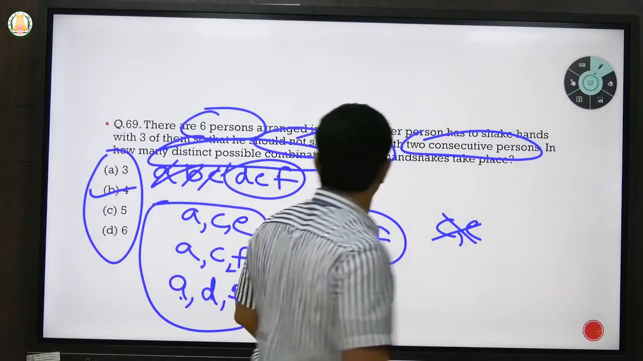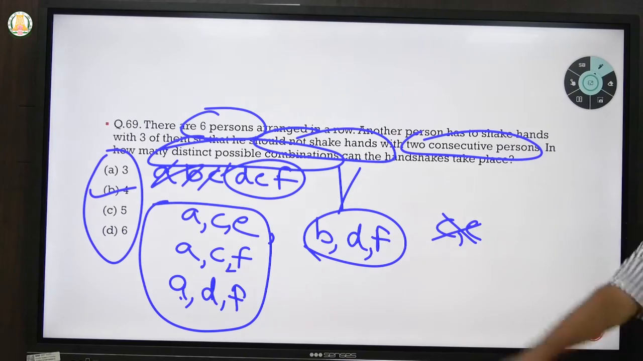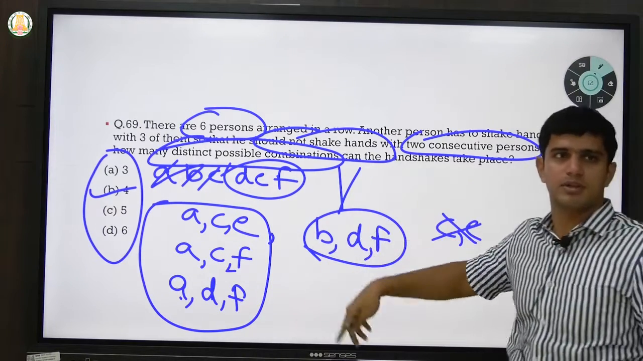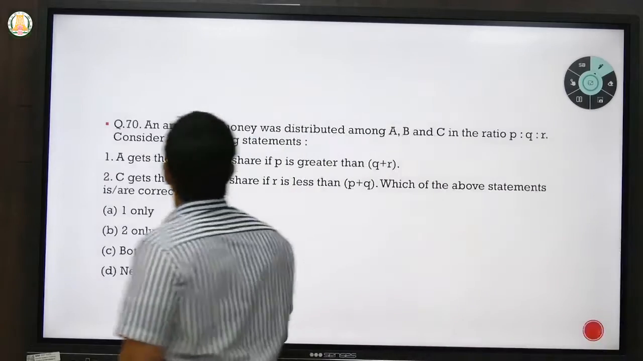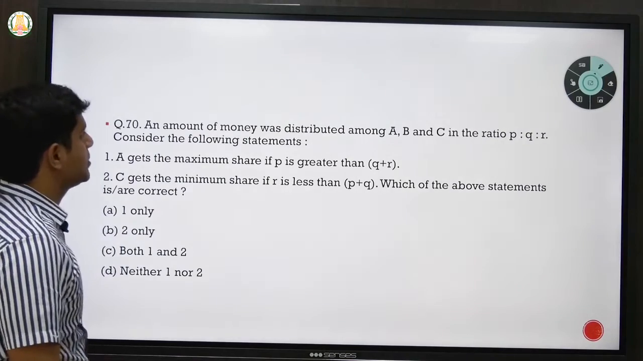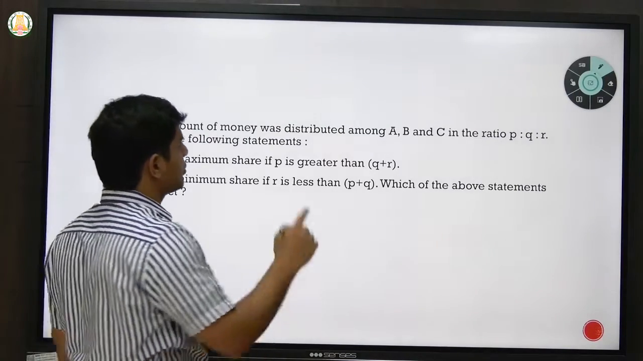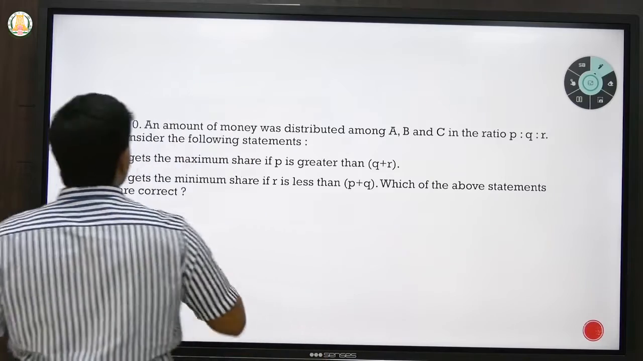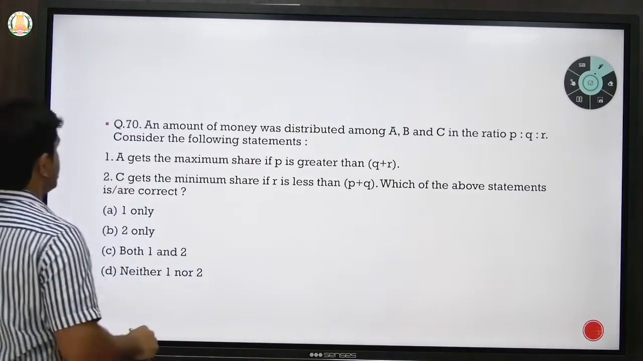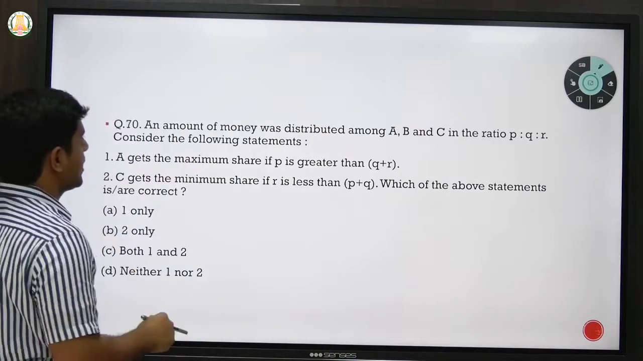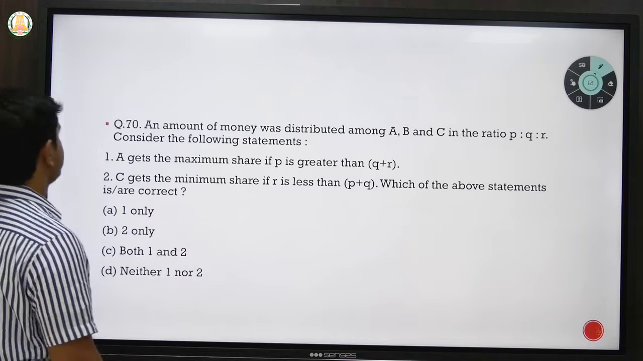And you can do it by calculation, because if you see the options, everything is in single digits. That means it is possible by counting numbers. Okay. Now, it says an amount of money was distributed among A, B, C in the ratio P is to Q is to R. Consider the following statements. A gets the maximum share if P is greater than Q plus R.